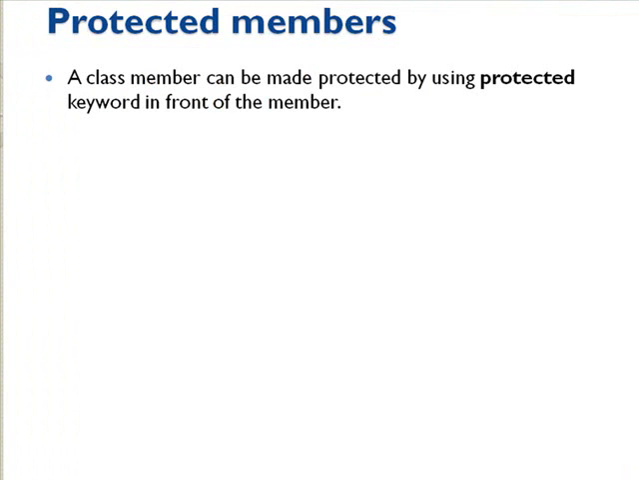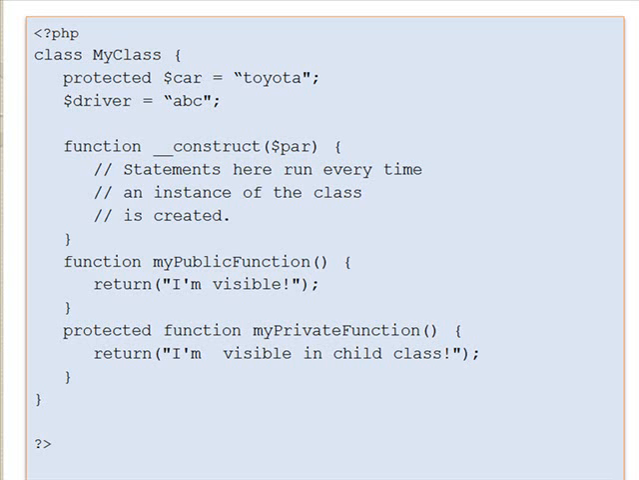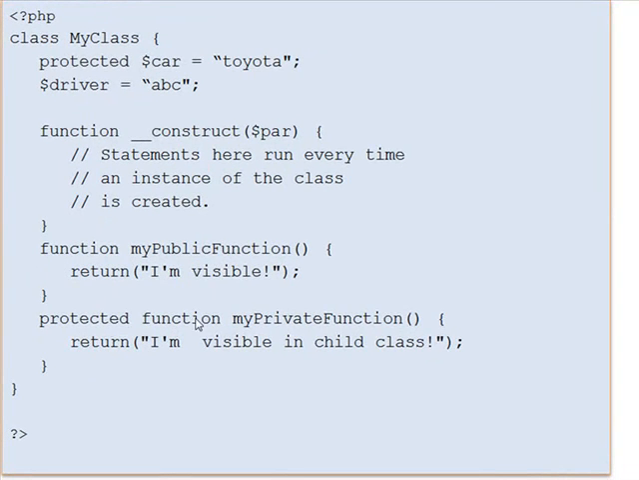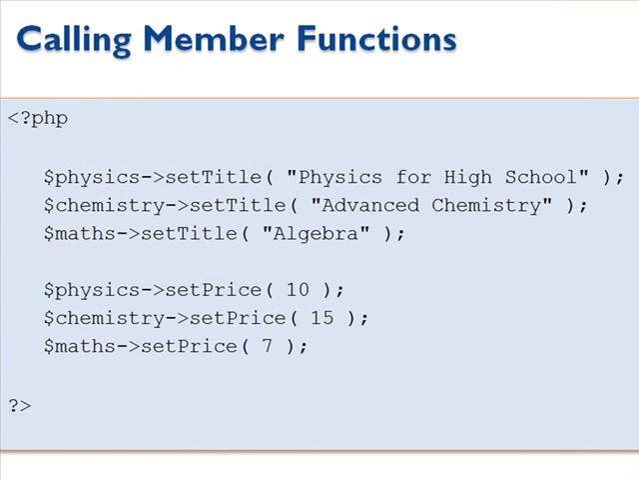Protected members. A protected property or method is accessible in the class in which it is declared, as well as in classes that extend that class. Protected members are not available outside of those two kinds of classes. A class member can be made protected by using the protected keyword in front of the member. Here is a different version of my class. You can see protected.